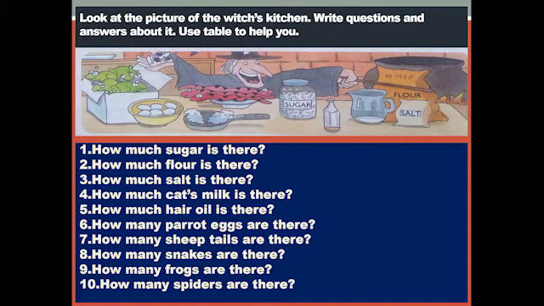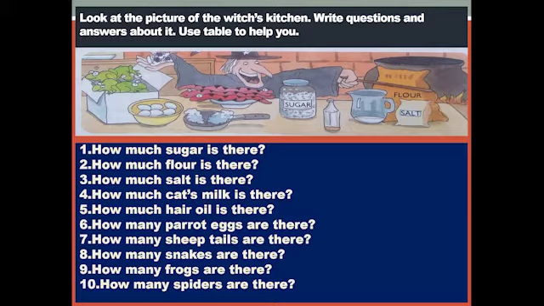Okay, look at this picture. The question is: look at the picture of the kitchen. Write questions and answers about it. Use the table to help you. First of all, look at this picture. It's a kitchen.